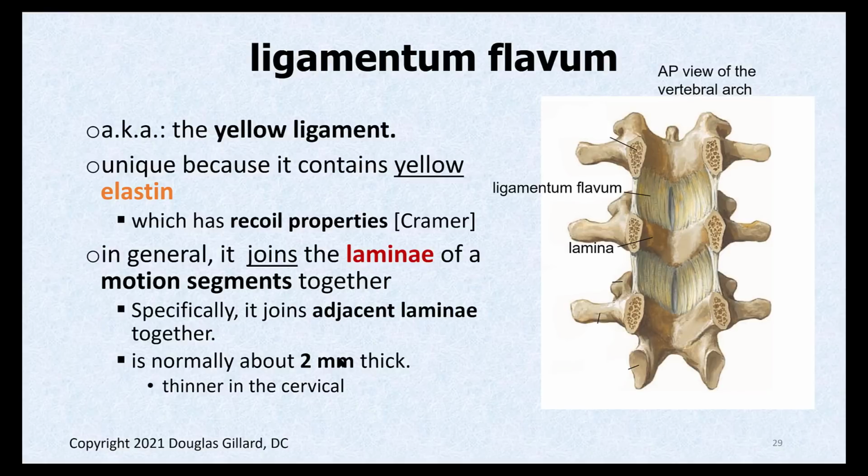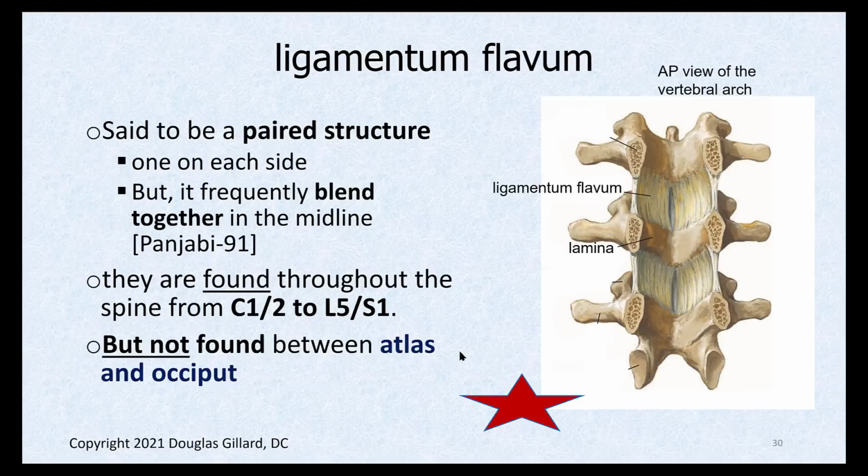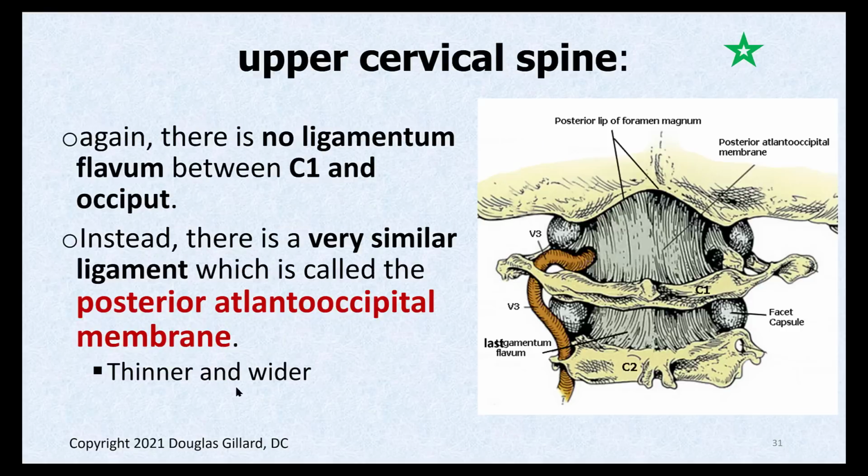Okay, it's normally about 2 millimeters thick. I'm going to show you some exceptions to that rule. It's said to be a paired structure, so there's a right and left, but oftentimes they're melted together in the middle, and you can't tell the difference. So it can have some variety to it. These are found from C1 to C2, all the way down to L5 and S1. They are not found between atlas and occiput. So this is another one that doesn't go all the way up to the skull.